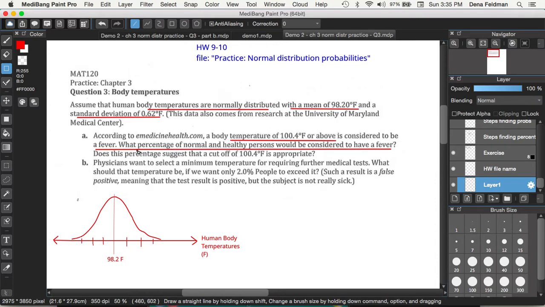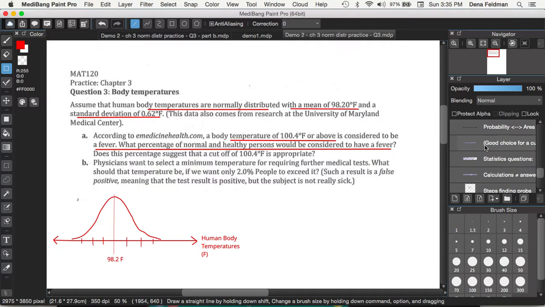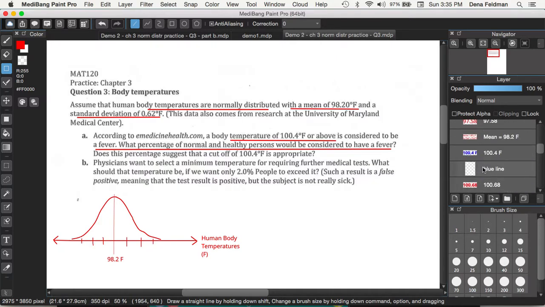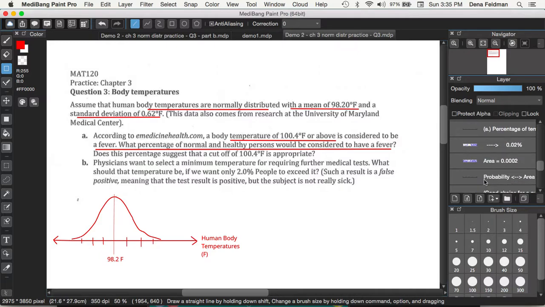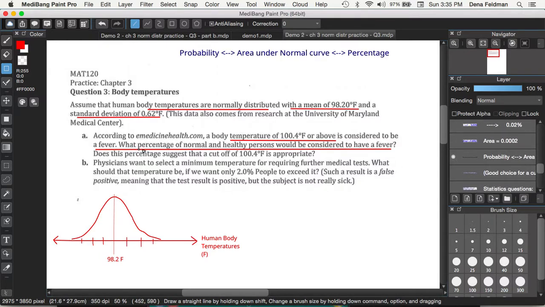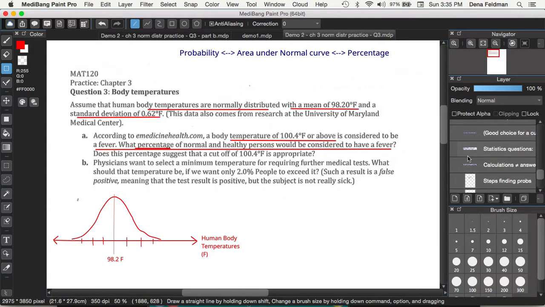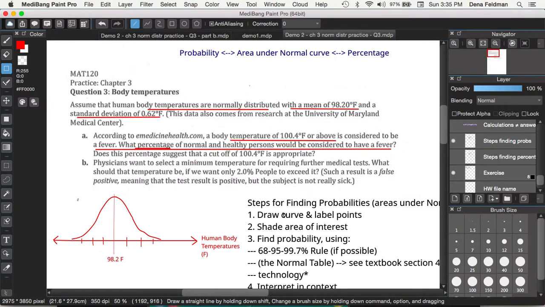What percentage? Well, since we've all talked about in the past that when it's asked to find percentages, that's the same thing, for a normal data model, as knowing about areas under that normal curve. So when it's asking what percent of normal healthy people would be considered to have a temperature of this or above, I'm going to be following the steps for finding probabilities, which is to draw the curve, shade the area, find that probability, and most importantly, interpret it in context.